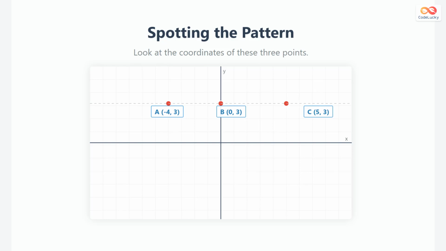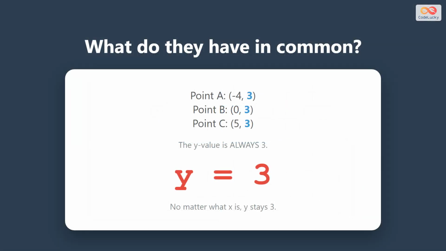Let's plot some points on a graph to see a pattern. Here we have point A at -4, 3, point B at 0, 3, and point C at 5, 3. Take a close look at the numbers. Did you notice the pattern? The y-coordinate is always 3. It does not matter what the x value is, the height remains constant. Because y is always equal to 3, we simply write the equation as y equals 3.